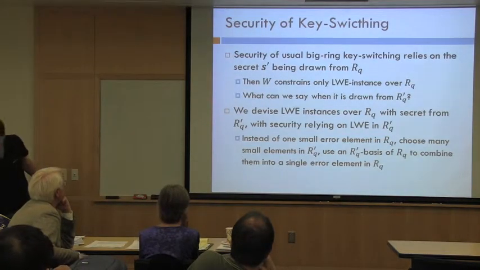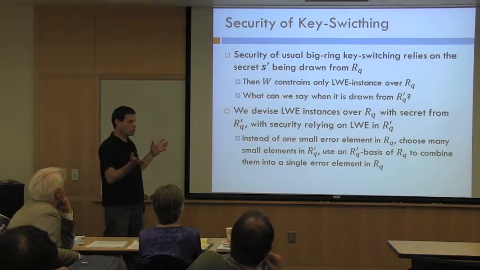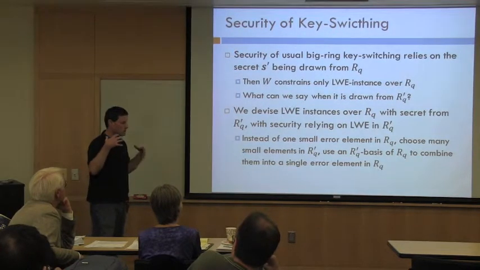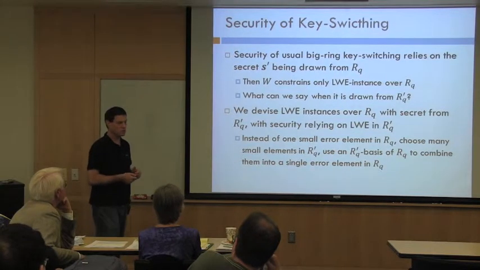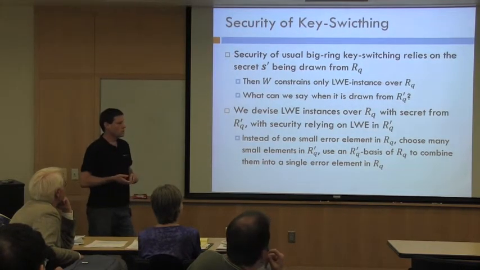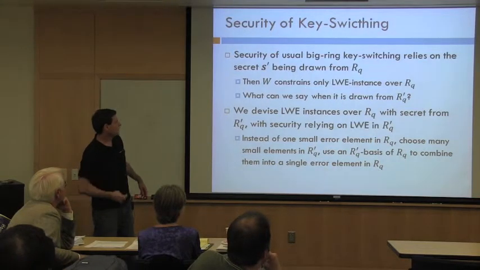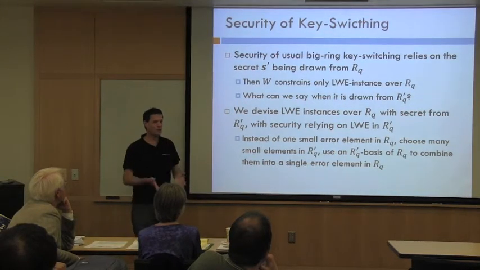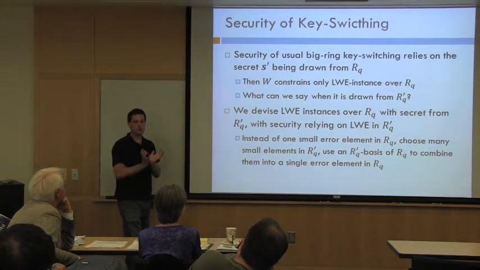And the thing that I want to spend 2 slides talking about is security. I said that we publish ring switching elements. And if anybody remembers from a couple of days ago, the thing that key switching elements contain are essentially just instances of LWE. So we published instances of LWE. But the secret for those instances is chosen from the subring. So what can we say about LWE instances where the secret is chosen from the subring? This is not a typical case.